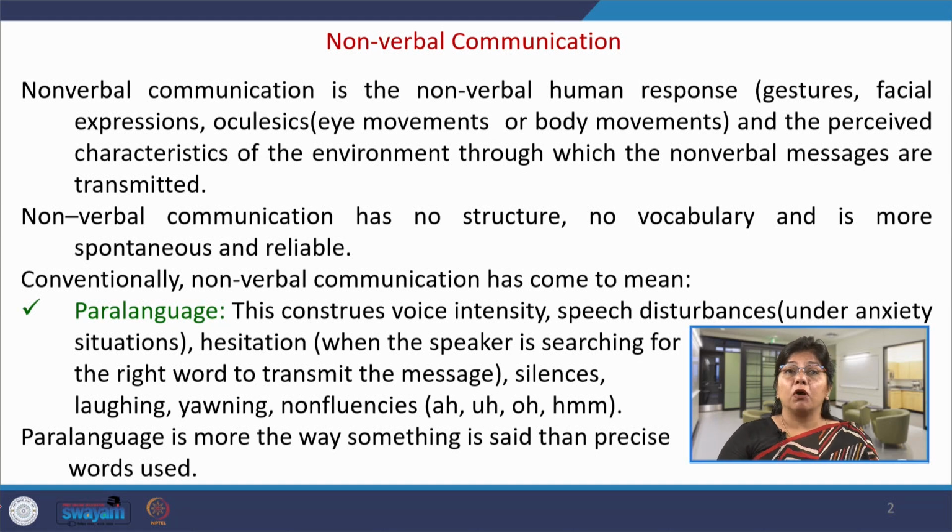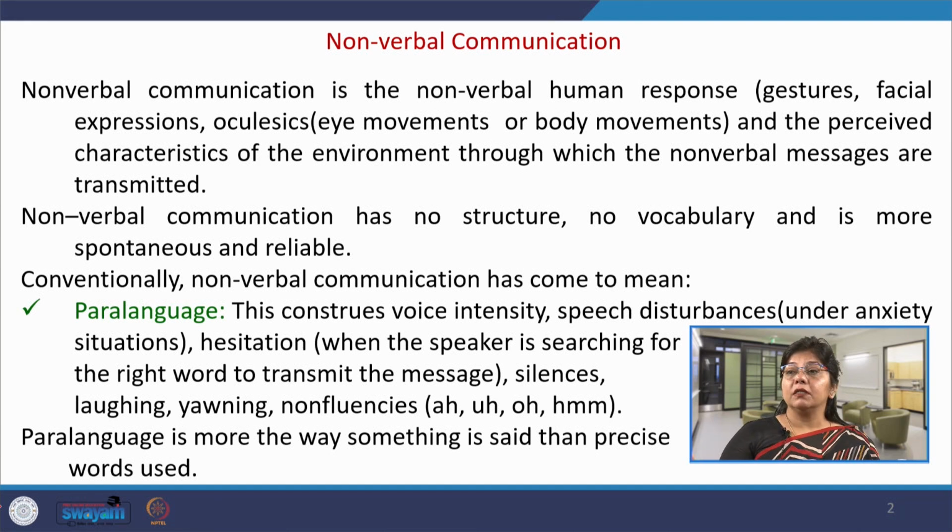No doubt that non-verbal communication has no structure and no vocabulary, but still it is considered to be more spontaneous and reliable. But how do we understand non-verbal communication? Is it enough to simply look at eye movements, body movements, gestures or facial expressions to understand the message that has been transmitted to the other person in a non-verbal manner? There are different ways in which we can understand non-verbal communication. So, it comes in different forms.